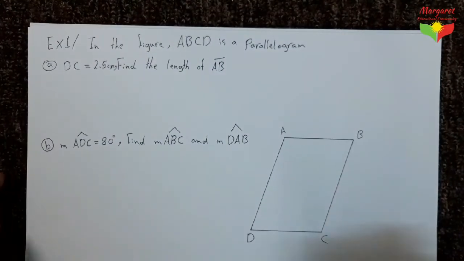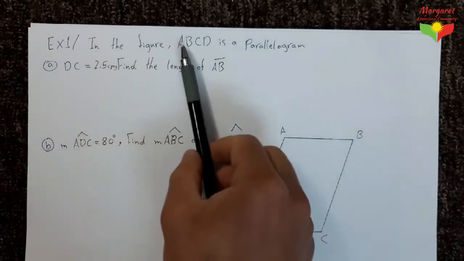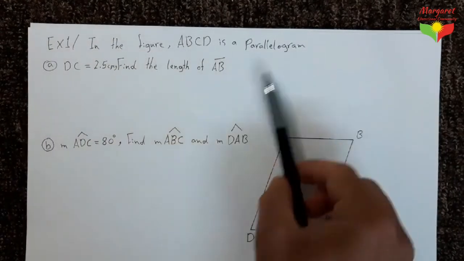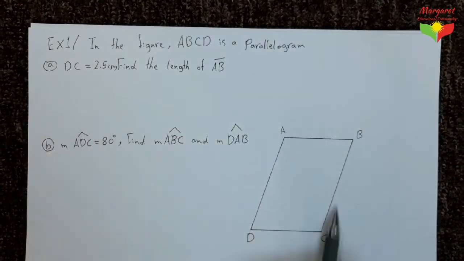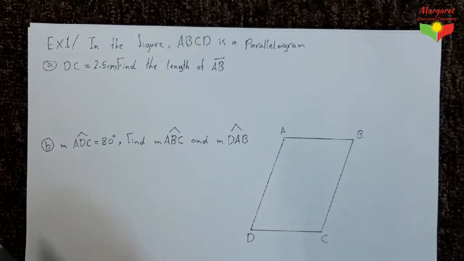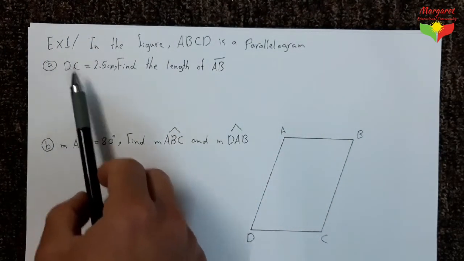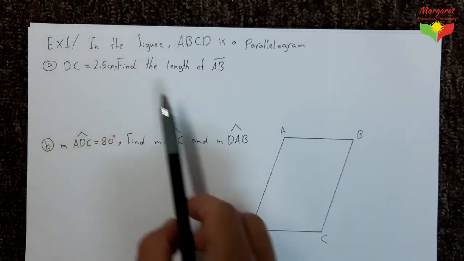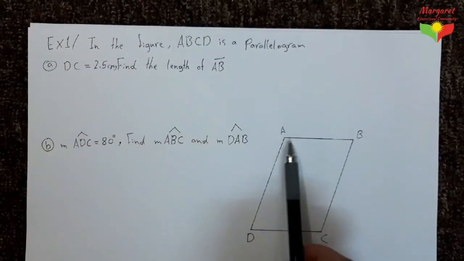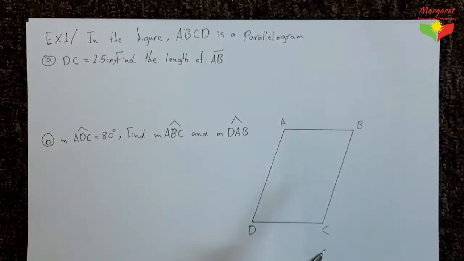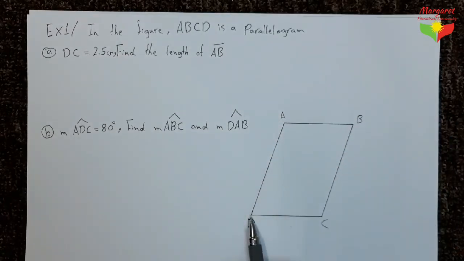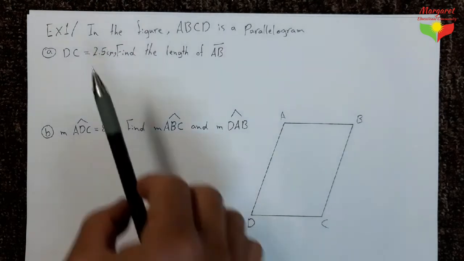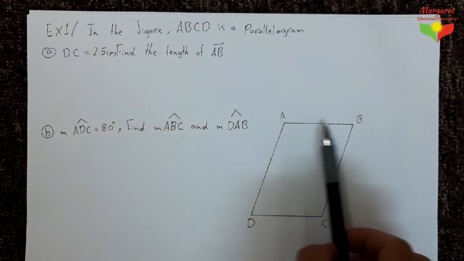Example 1 says in the figure ABCD is a parallelogram. Part A says DC equal to 2.5 centimeters. Find the length of AB.